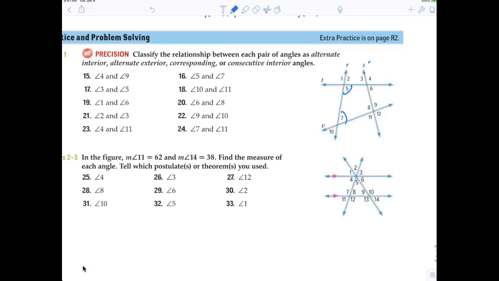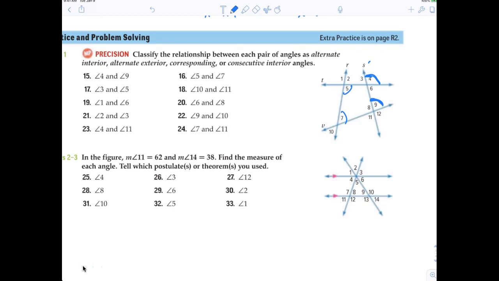Consecutive interior. Consecutive interior. Now, be wrong. I'd rather you be wrong now than on the test. How is 4 and 9? Very good question. Good for you. Ready? 4 is here and 9 is here. They're on the right side and they're above or on top. You good now?